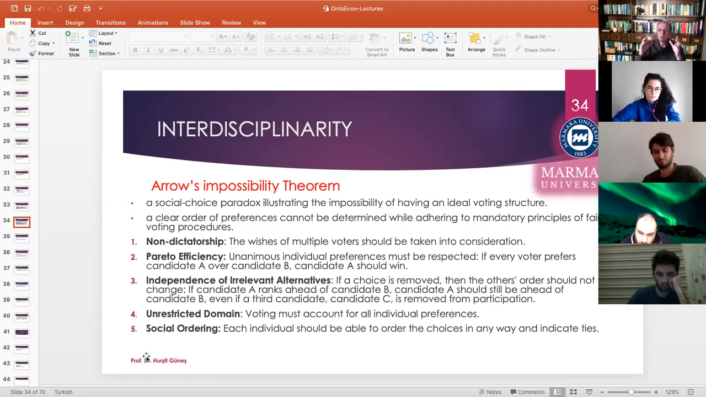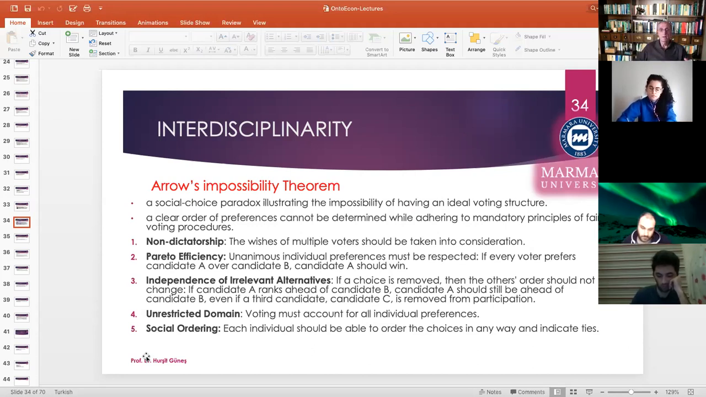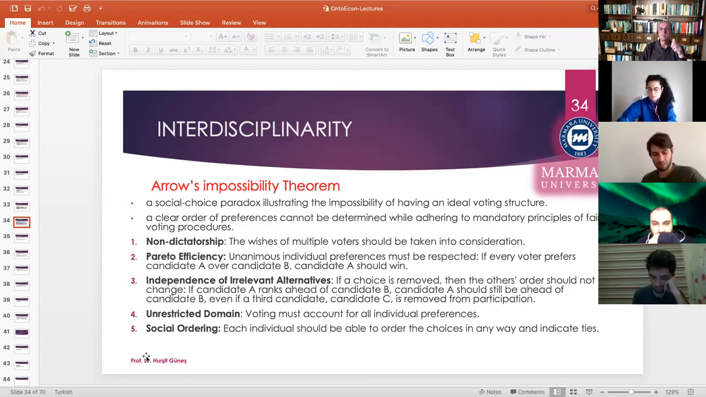How do we have a fair election? Your preferences, your ordering cannot be perfect unless you have certain principles, mandatory principles, for these voting procedures. One, non-dictatorship. My name is not Draghi. Don't you think that I'm Draghi?